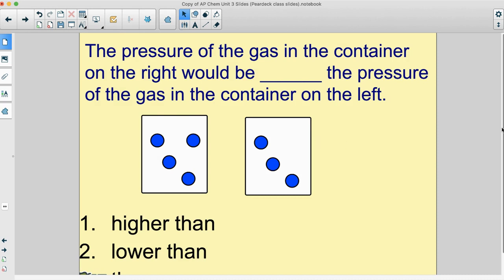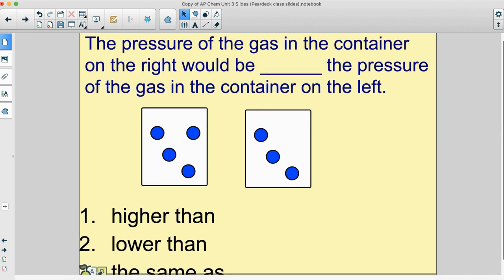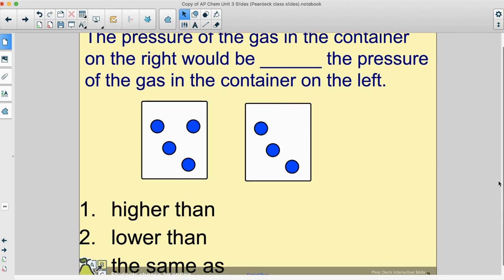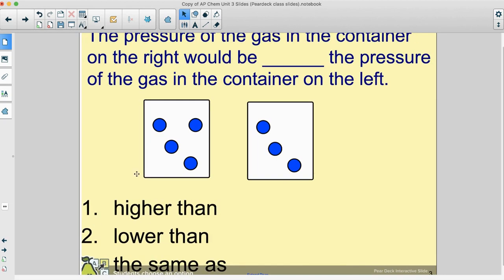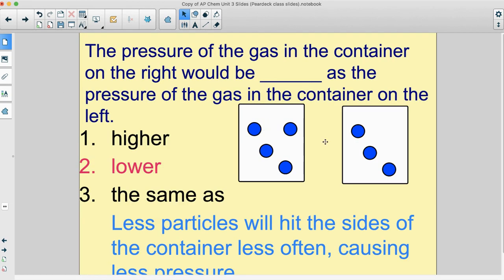So we then went through a Pear Deck where we looked at several gas law relationship questions. And so I'll run through these with you. The pressure of the gas in the container on the right would be blank the pressure of the gas in the container on the left. The answer is we have 3 particles here and 4 particles here. We have to say that the pressure is lower than. Fewer particles will create fewer collisions and less pressure.